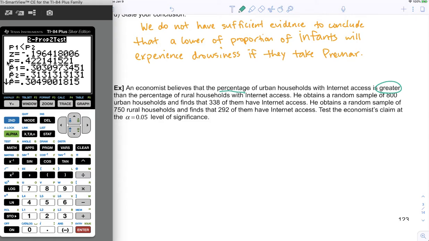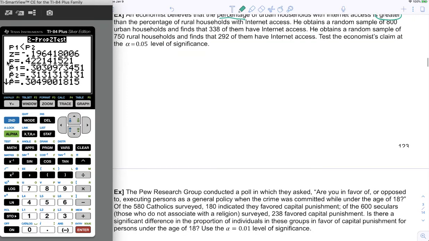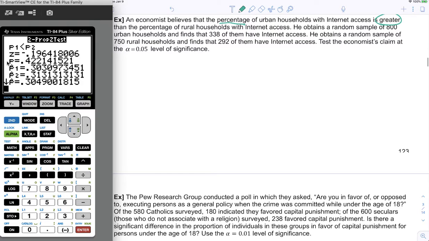Okay, so let's start off by writing out our hypotheses. The null hypothesis will always be the same. It will be that the proportions are equal. And then the alternative was kind of given to us in this first sentence. He believes that urban households have a higher proportion of people with internet access. So we'll say P1 is greater than P2.